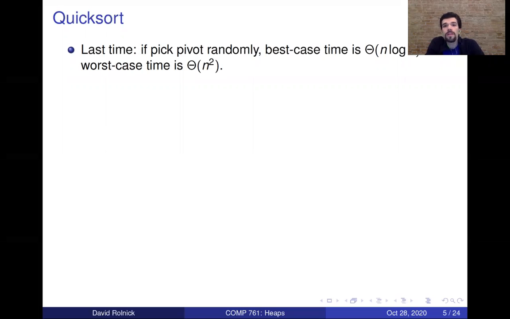So the best case time is going to be theta of n log n. Remember, that means asymptotically bounded above and below by a constant times n log n. And the worst case time is theta of n squared. And that's if we pick the pivot right at the end. So we're basically not getting any kind of divide and conquer from quicksort at all. Are there any questions before we go a bit further?